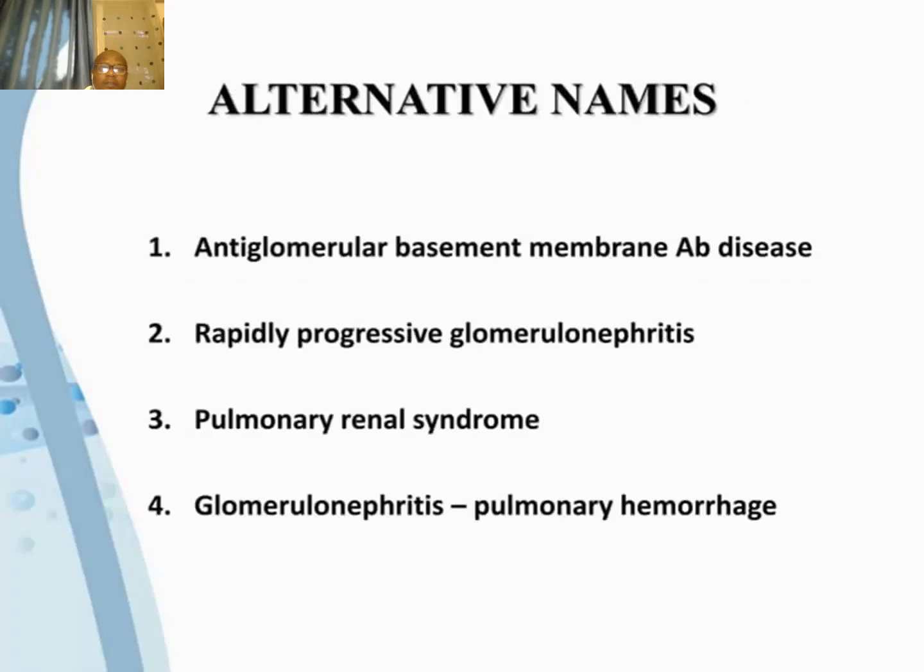And then we have other names. This condition is called anti-glomerular basement membrane antibody disease. It is also called rapidly progressive glomerulonephritis, which is the commonly used name. It is also called pulmonary renal syndrome, and sometimes it is called glomerulonephritis with pulmonary hemorrhage.